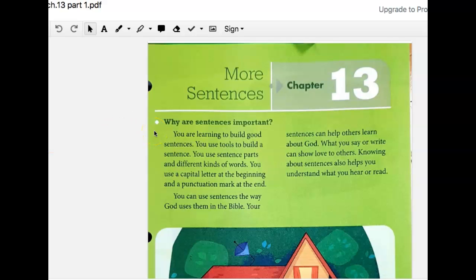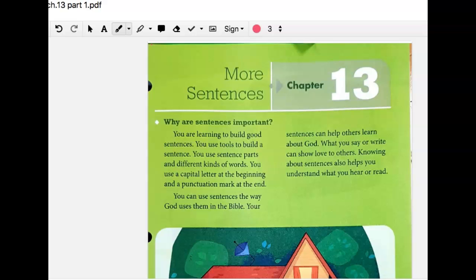Why are sentences important? You are learning to build good sentences. You use tools to build a sentence. You use sentence parts and different kinds of words. You use a capital letter at the beginning and a punctuation mark at the end. You can use sentences the way God uses them in the Bible. Your sentences can help others learn about God. What you say or write can show love to others. Knowing about sentences also helps you understand what you hear or read.